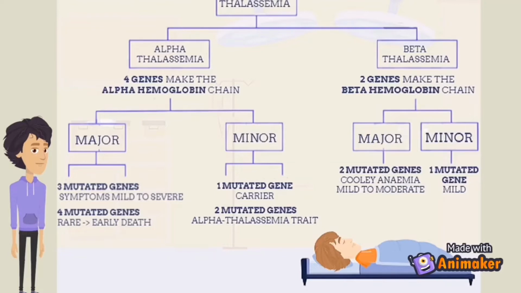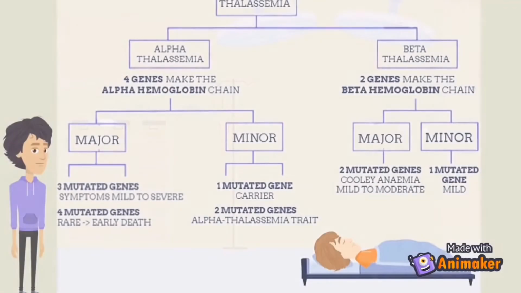The next column is alpha thalassemia minor. You will have no indications or symptoms of thalassemia if you inherit only 1 or 2 mutated genes. Your thalassemia signs and symptoms will be minimal. However, you are a carrier of the disease and can pass it to your children. 2 mutated genes is called alpha thalassemia trait.